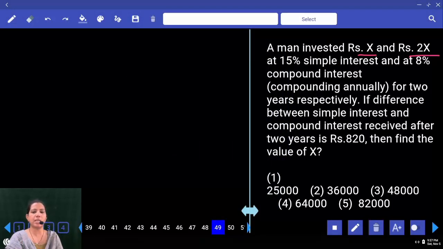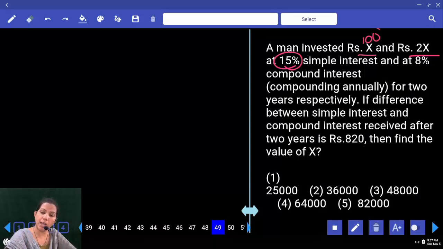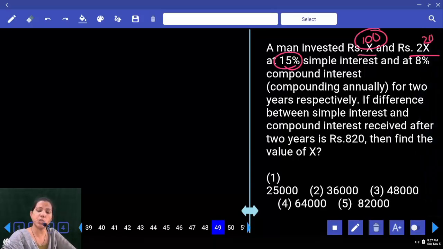X, 2x. What is the rate of interest in the first scheme? 15%. How many years? 2 years. So my assumption is first scheme 100, second scheme definitely it is 200. 100% to 200%. Scheme A offers 15%. 2 years means scheme A received what is the scheme A interest value? 30%. Scheme B is 200%.